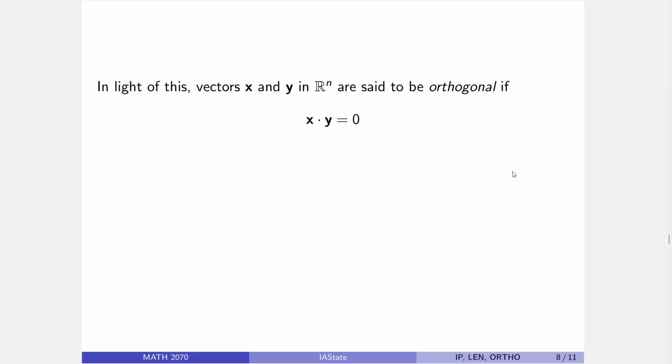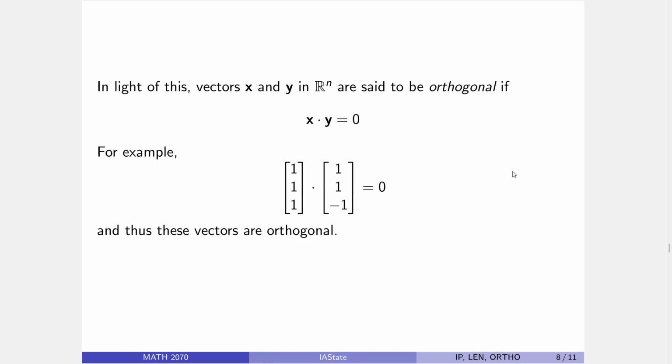Alright. So, in light of this, given vectors x and y in Rn, we say that they are orthogonal if their dot product is equal to 0. Because as we just saw, law of cosines revealed to us that this needed to be true, so this is what we'll take to be our definition of perpendicularity in Rn. Their dot product equals 0.